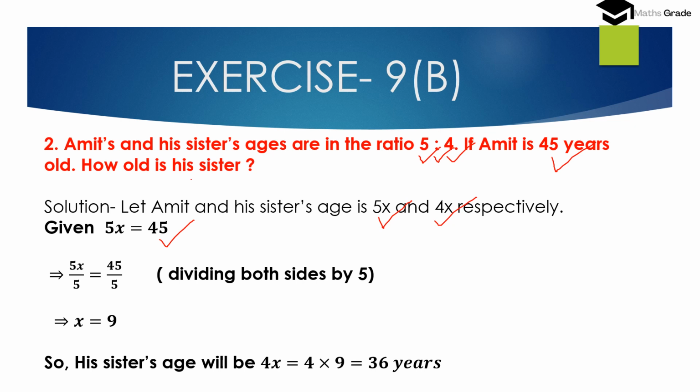Now dividing both sides by 5. Here 5 is multiplied with x, and we have to find the value of the variable x, so we have to divide by 5. 5x divided by 5, then this 5 and 5 will be cancelled. As we divide on the left hand side, we have to divide the same number on the right hand side also. So 5x divided by 5 equal to 45 divided by 5. Dividing both sides by 5.